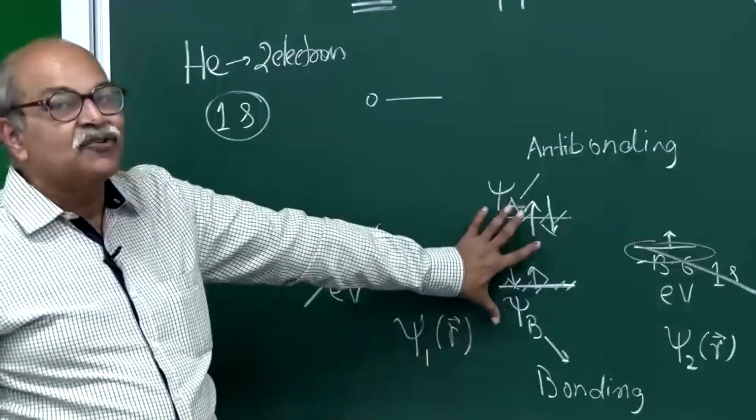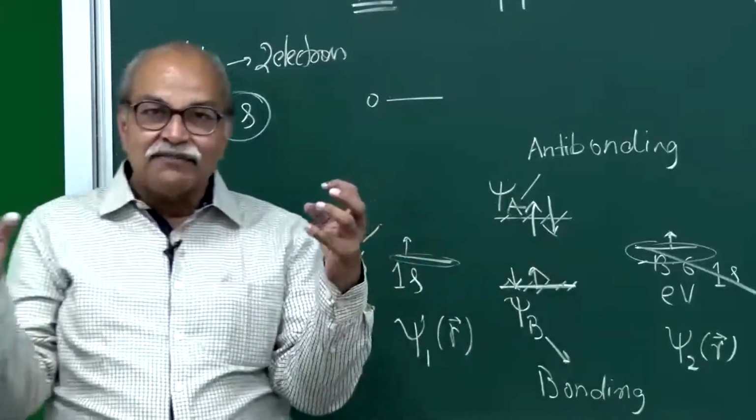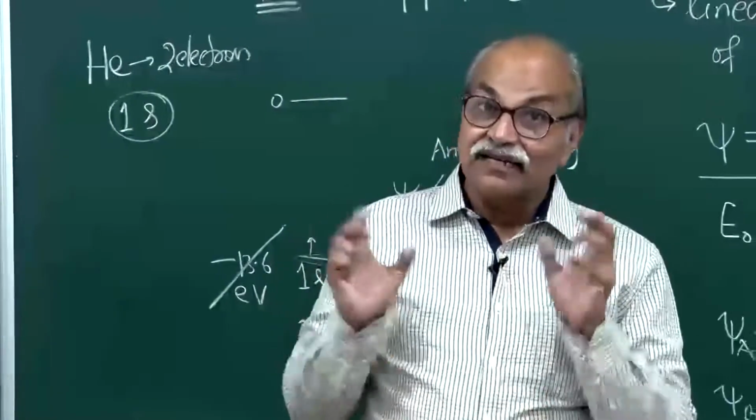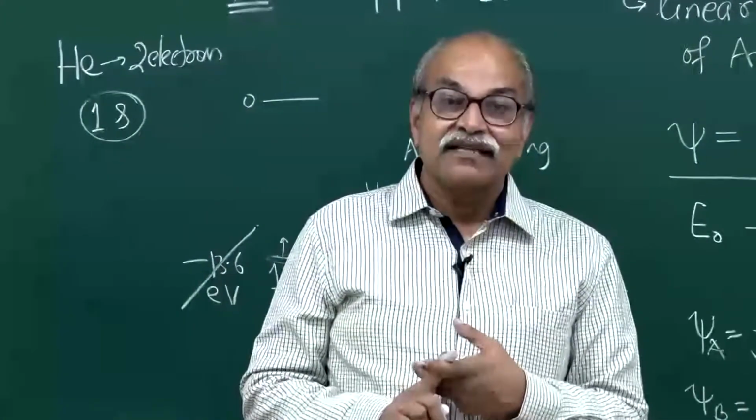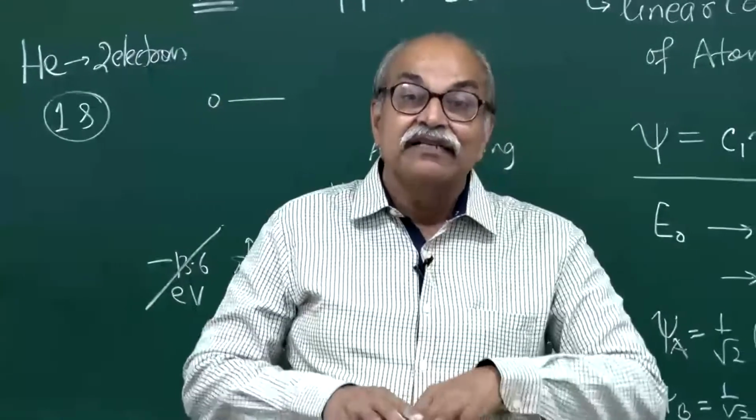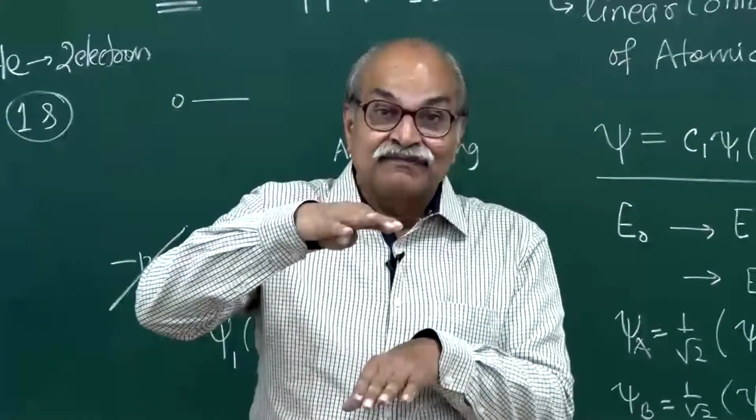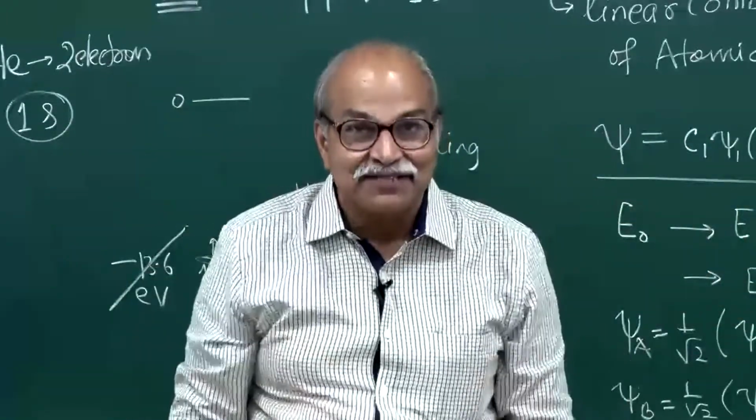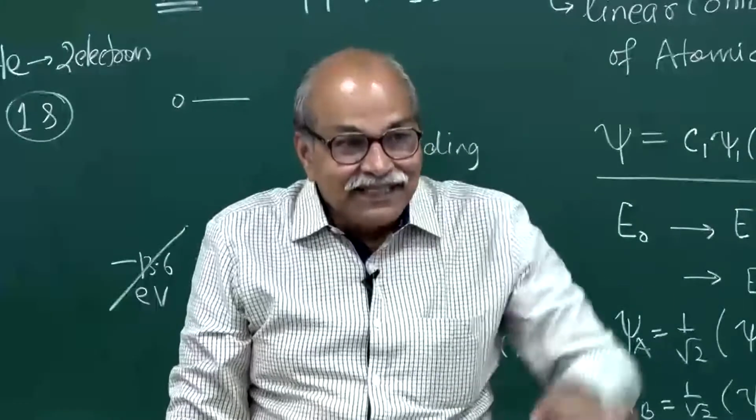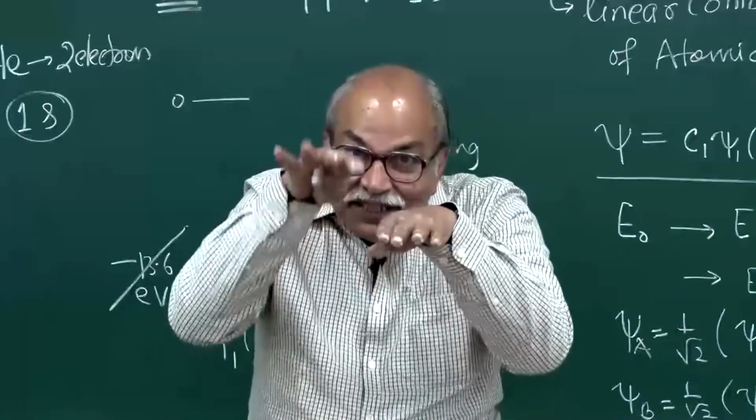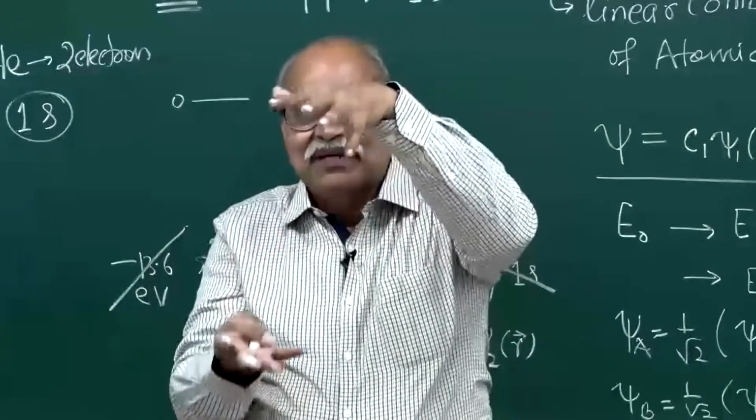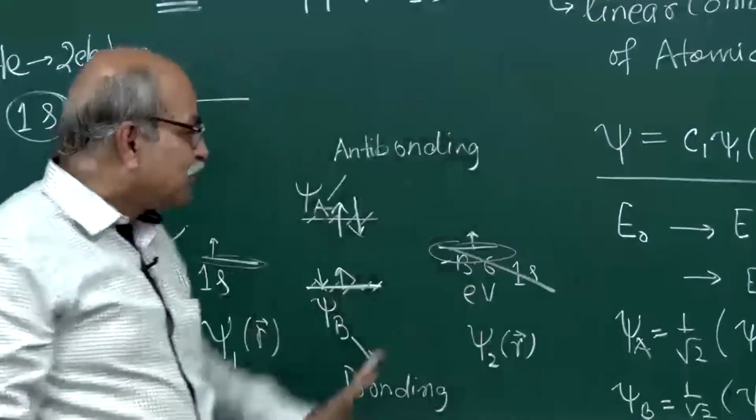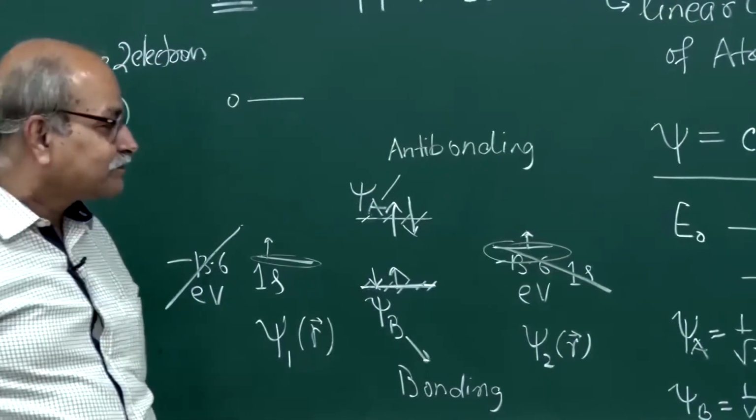Now extend this concept. If 2 atoms come close to each other, they are identical atoms, but because of this interaction, the energy levels are split in 2 parts. And similarly, if 10 to the power 23 atoms come close to each other, then that energy level will split in that many parts, and it will form a band. So this is another approach through which you can understand that.